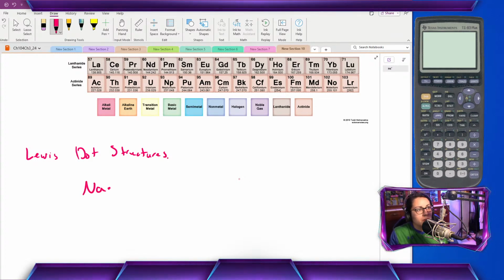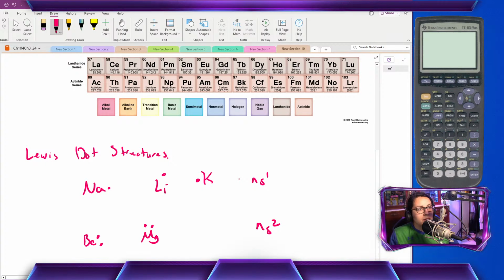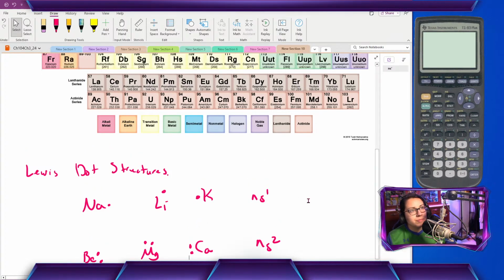So sodium, lithium, right? All of those look like that. And they're all ns1. So now ns2, that would be beryllium, magnesium. So they all have 2 dots on one side. Again, showing how our electrons are filled in.